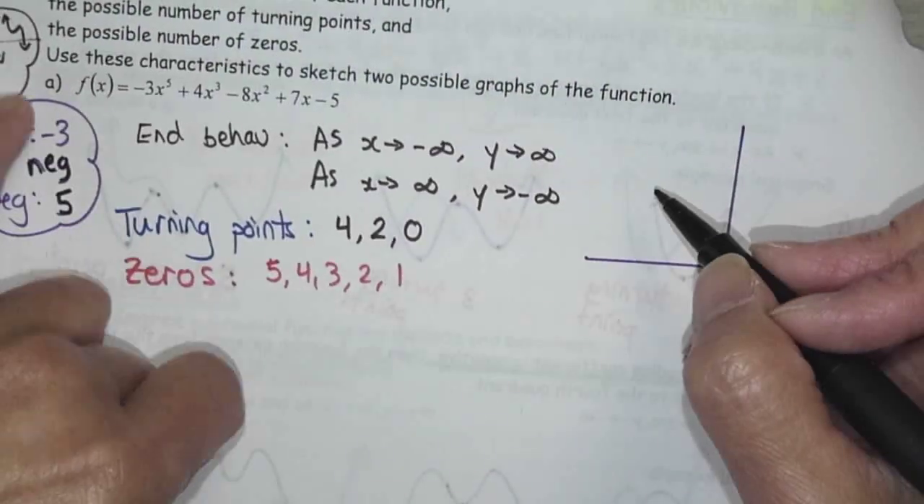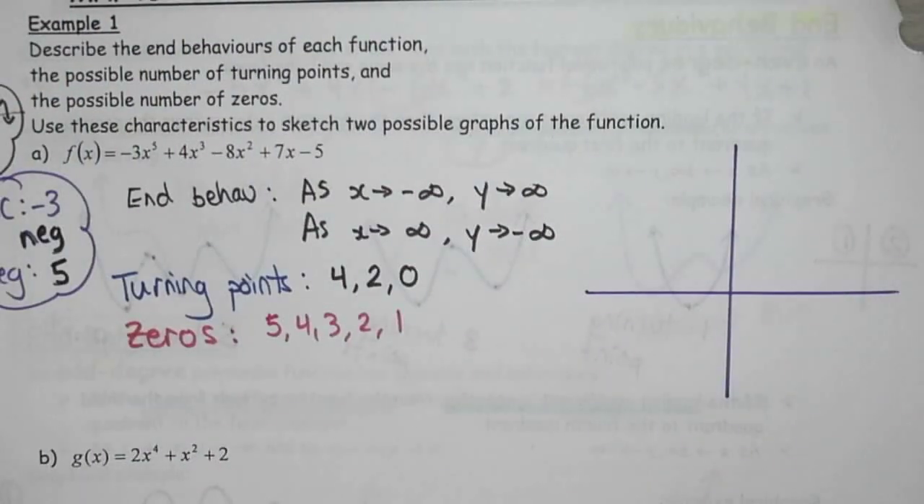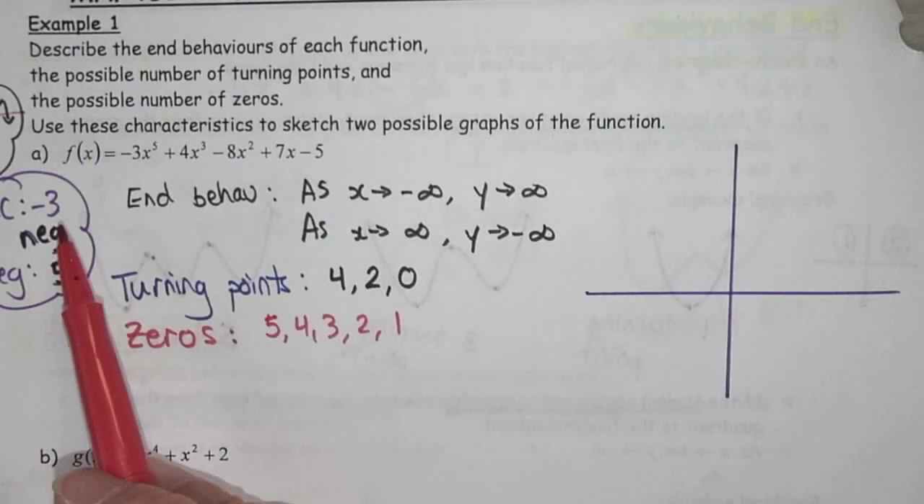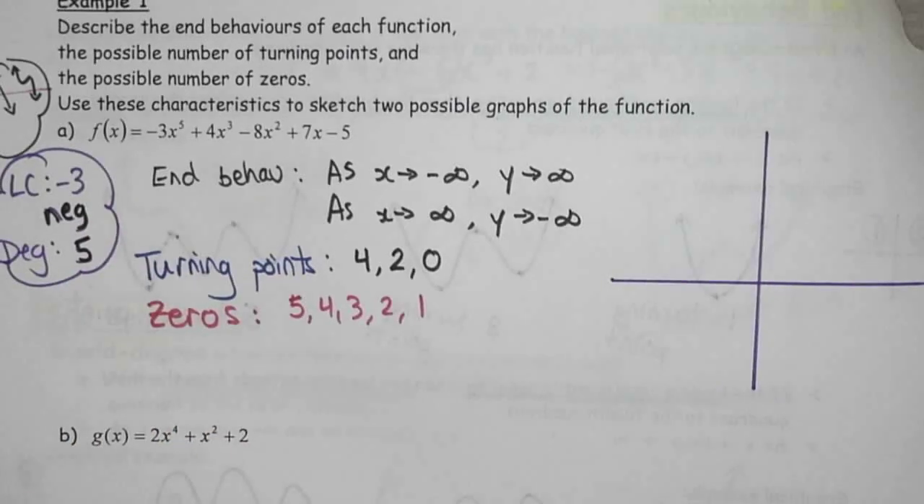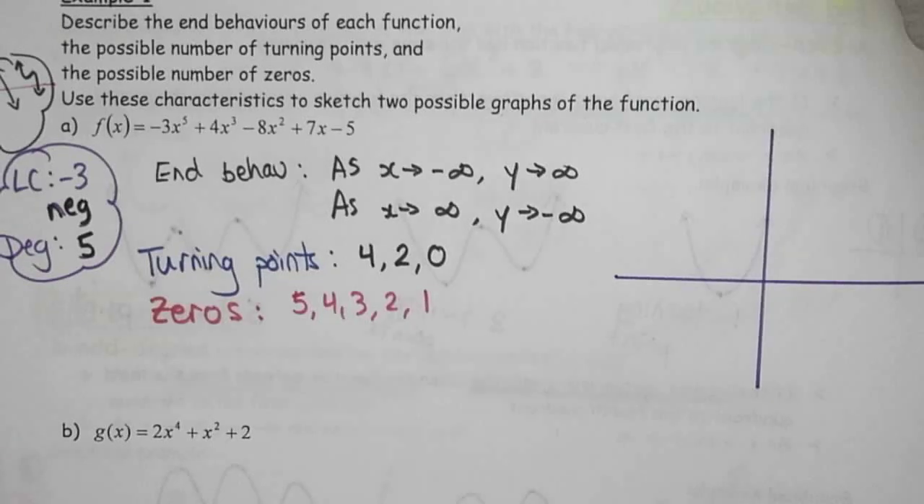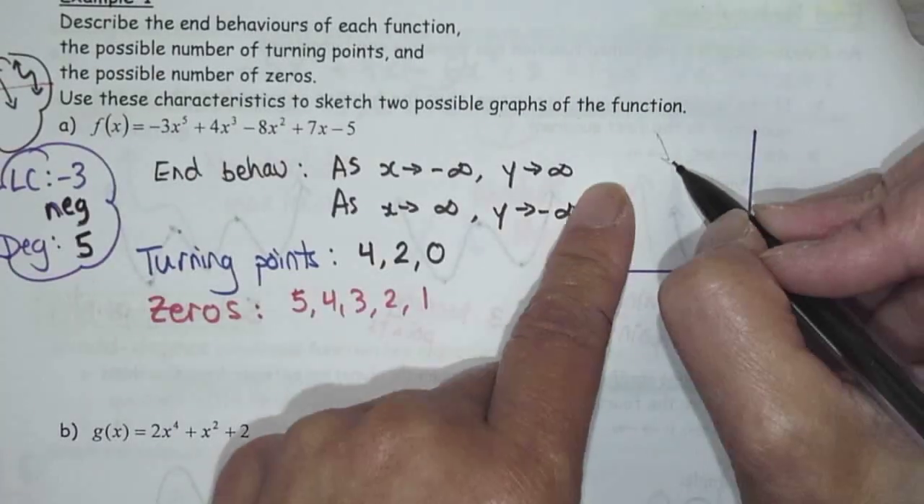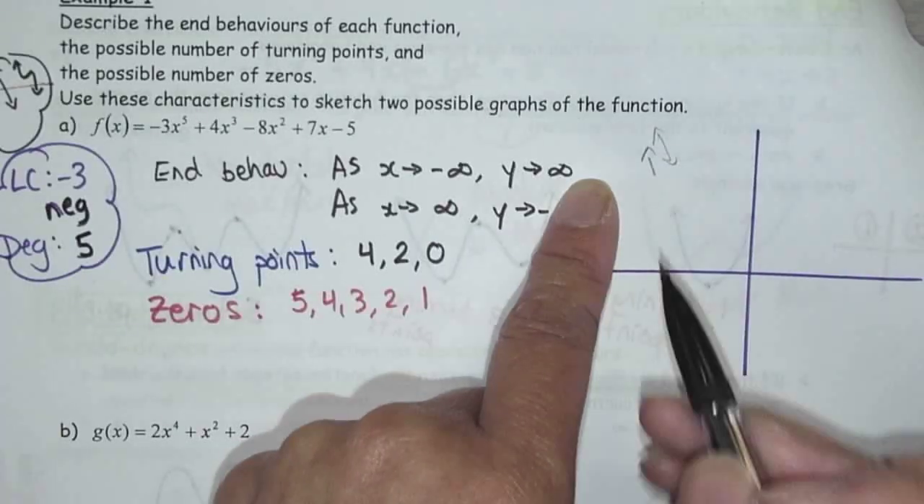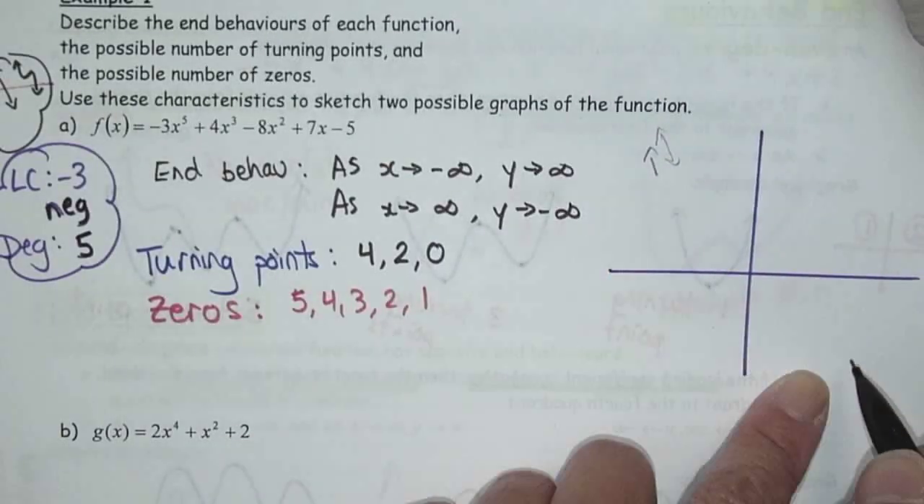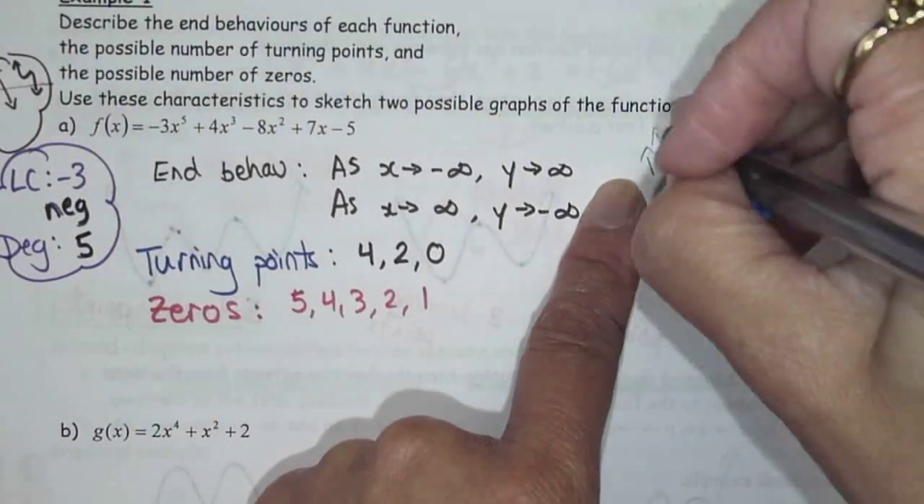Wait, sorry, look up for a second. The first thing I do with these is that I go leading coefficient negative, and it's odd. So I know, and I do this in pencil, that it's doing this. So I know there's an arrow up here, from quadrant 2 to quadrant 4.